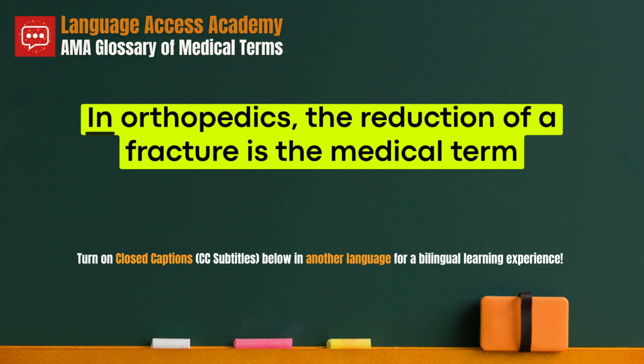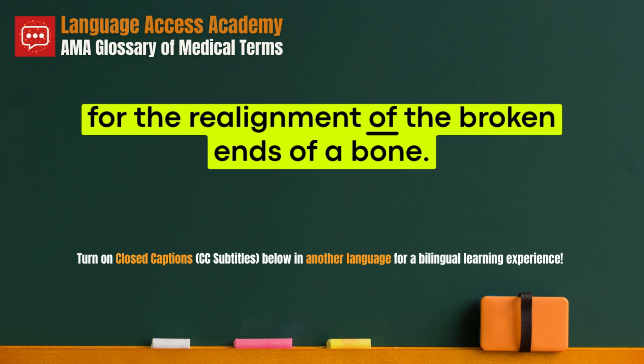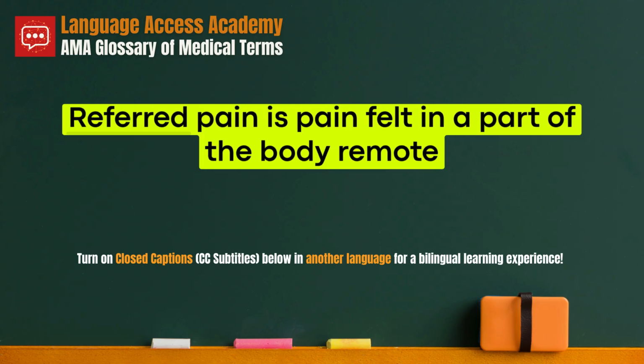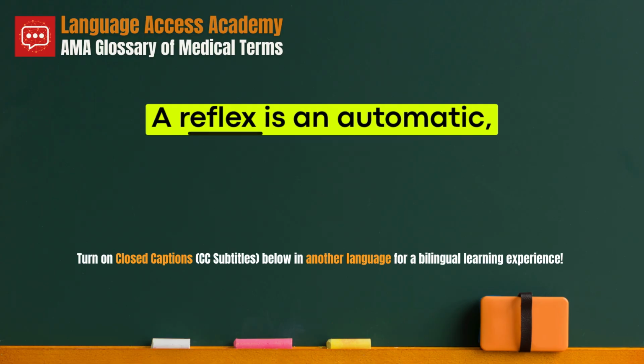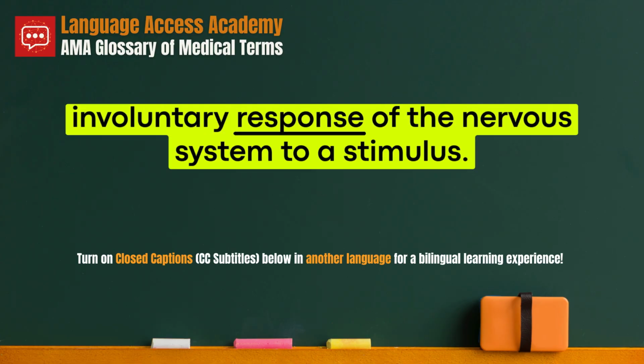A red blood cell is a donut-shaped blood cell that carries vital oxygen from the lungs to body tissues. In orthopedics, the reduction of a fracture is the medical term for the realignment of the broken ends of a bone. Referred pain is pain felt in a part of the body remote from the actual site where the pain originates. A reflex is an automatic, involuntary response of the nervous system to a stimulus.